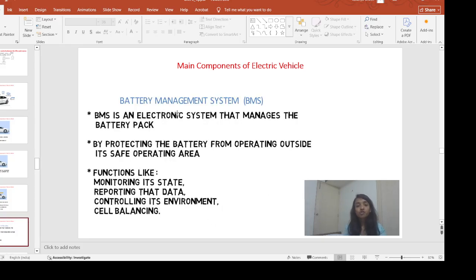Next we have the battery management system, BMS. So BMS is an electronic system that manages the battery pack. This BMS will also protect the battery from operating outside its safe operating area. There are some basic functions of BMS called monitoring the state of the battery, reporting that data, controlling the environment, also cell balancing.